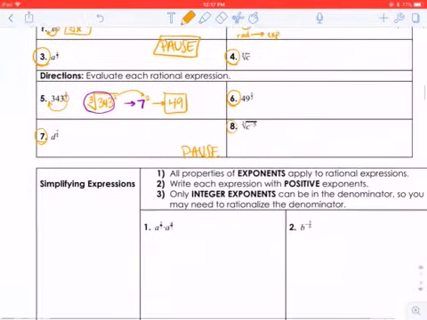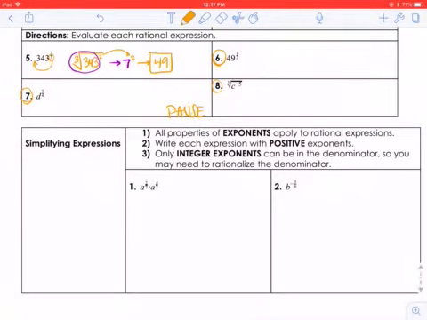Okay, hopefully you're back. And we're going to simplify expressions. So essentially what we're saying is that the rules are the same. If we have something like a to the 3rd times a to the 10th, we would have a to the 13th because we add our exponents. If we had something like a to the 3rd to the 10th, we would have a to the 30th. So I see parentheses, so I know that means multiply.